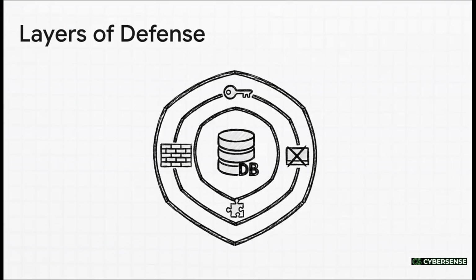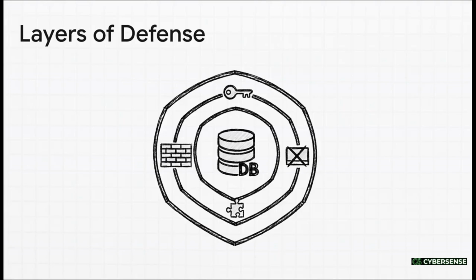Now, while those parameterized queries are your number one weapon, a really strong defense always has layers. You can use something called an ORM. That stands for Object Relational Mapper. Think of it like a smart translator that often writes these secure queries for you. Then there's the principle of least privilege. It's a fancy term for a simple idea. Your app's database account should only have the absolute minimum permissions it needs, nothing more.